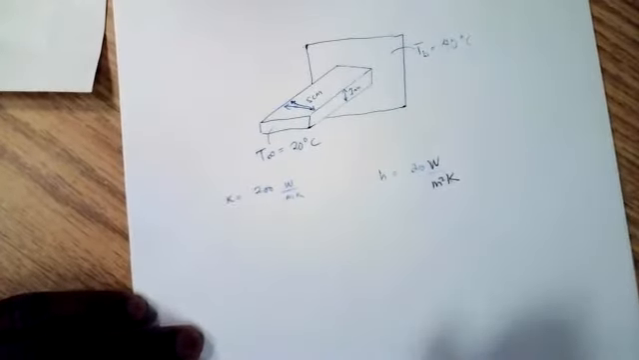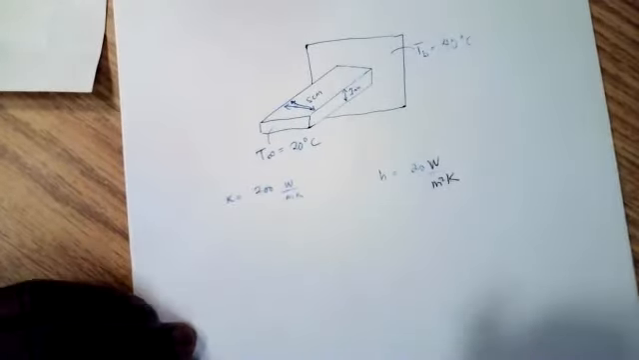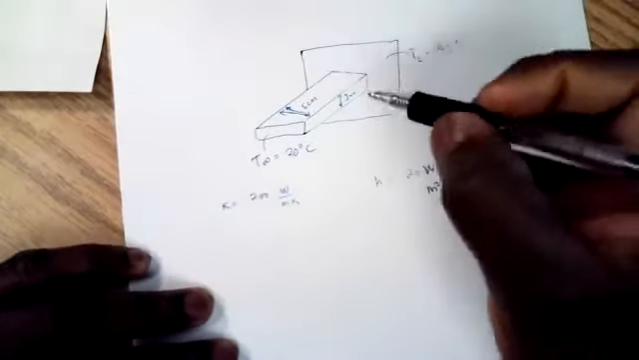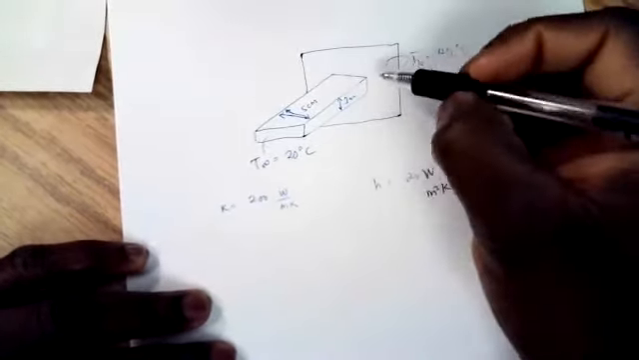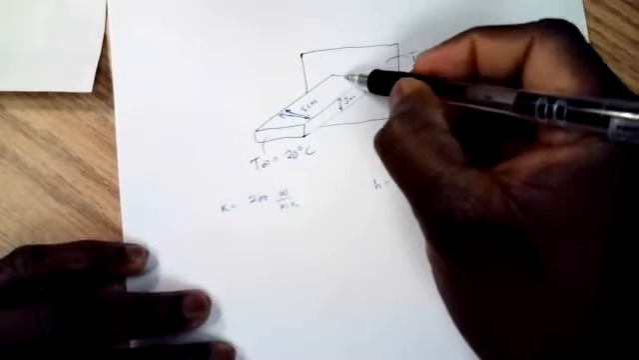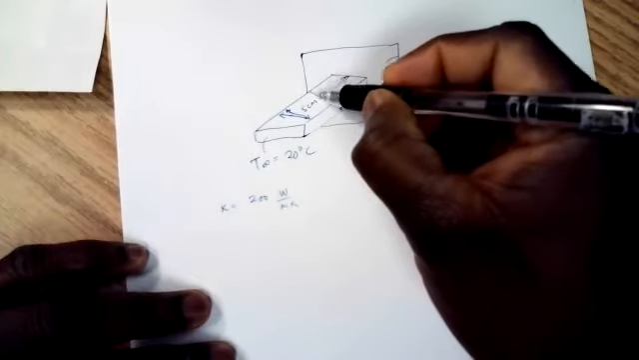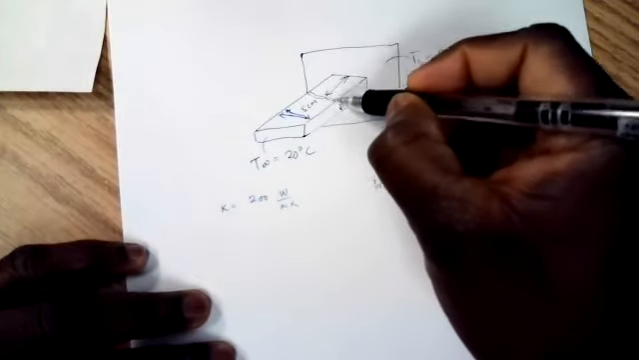Okay. So the question says, estimate the fin temperature at a distance of 5 cm from the base and the rate of heat loss from the entire fin. So we're trying to find what the temperature will be 5 cm from the base. Let's say this is 5 cm, so at this region.